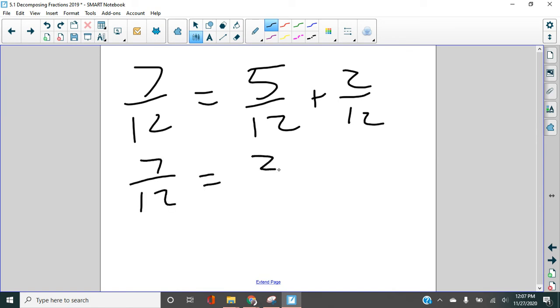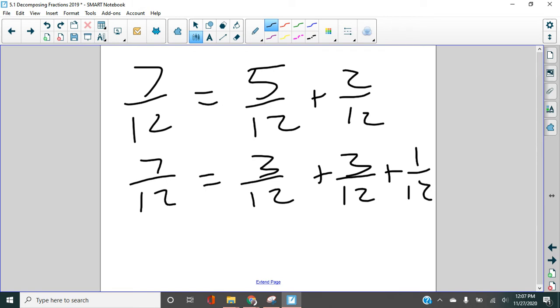7/12 equals 3/12 plus 3/12. That's 6 plus 1/12. See how I'm doing this? I'm just making addition equations that equal 7/12. Why don't you come up with one? What else could you do for 7/12?